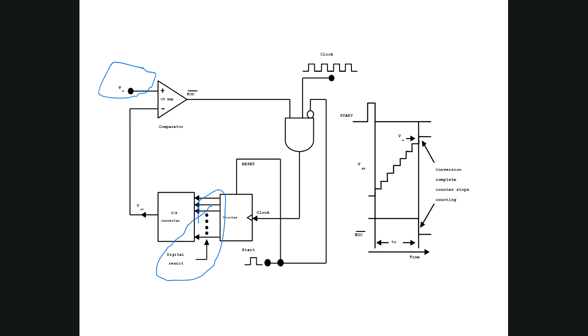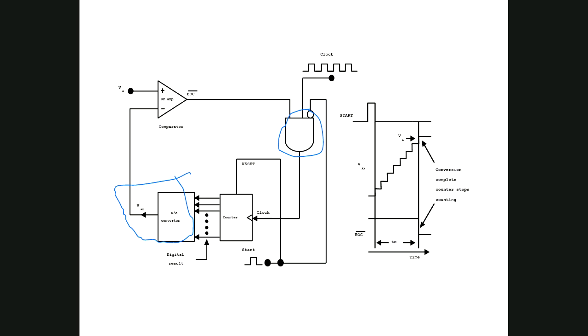We have 4 elements in this one. First is control and gate. Second is D to A converter. I told you why we studied D to A converter: in the ADC, the digital to analog converter is one element. This is the reason I could not study ADC before. I need to first study DAC, then I will be able to study ADC.